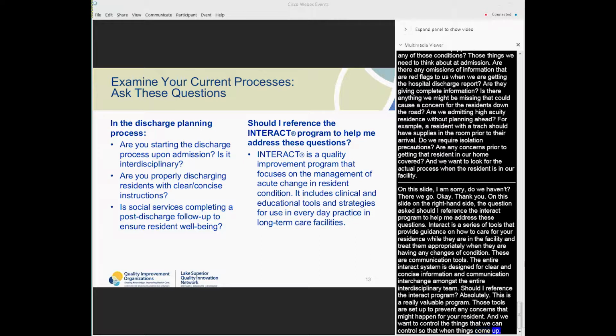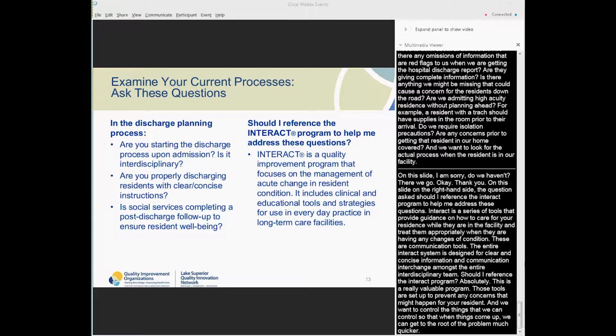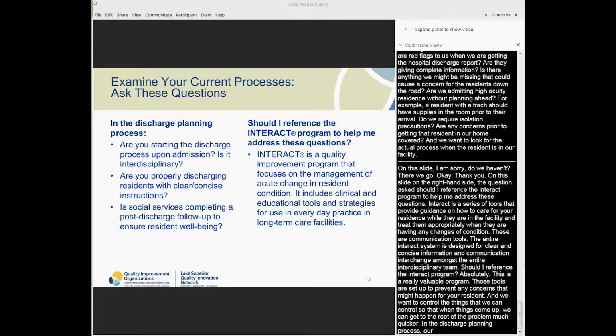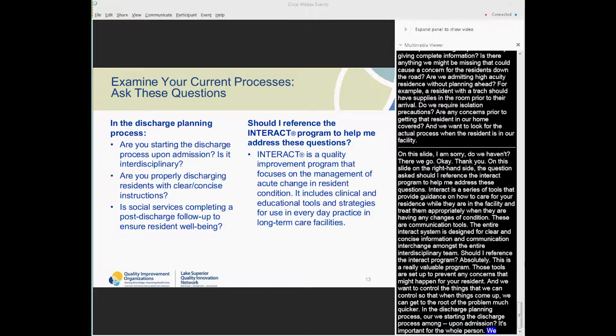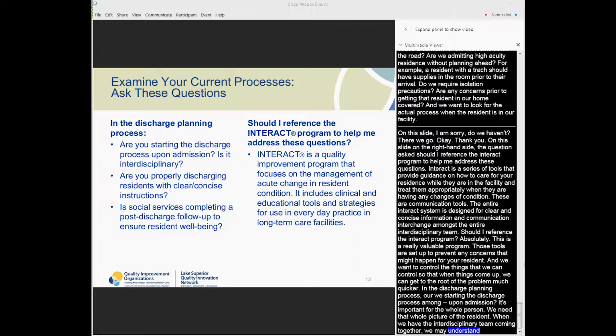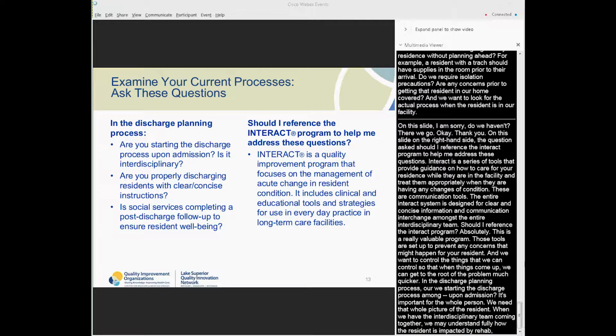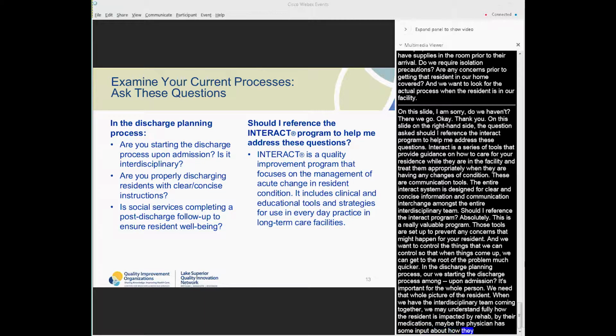In the discharge planning process, are we starting the discharge process upon admission? Everyone's input is important for the care of the whole person. We need that whole picture of the resident. And when we have the interdisciplinary team coming together, we may understand fully how the resident is impacted by rehab, by their medications. Maybe the physician has some input about how they're wanting the resident to be cared for after discharge. So we want that full picture of the resident.